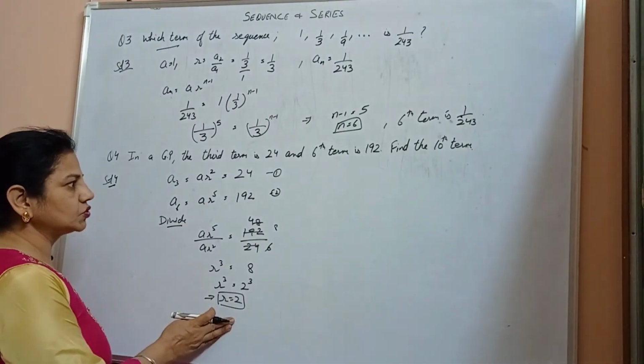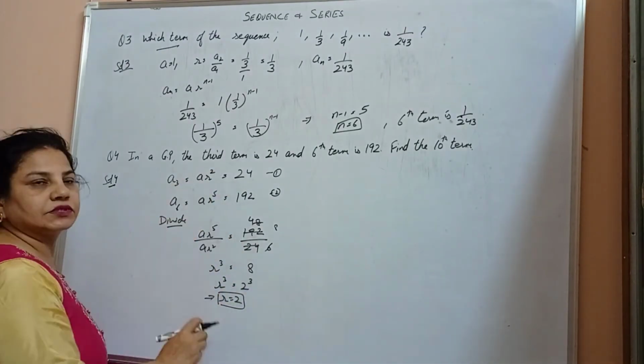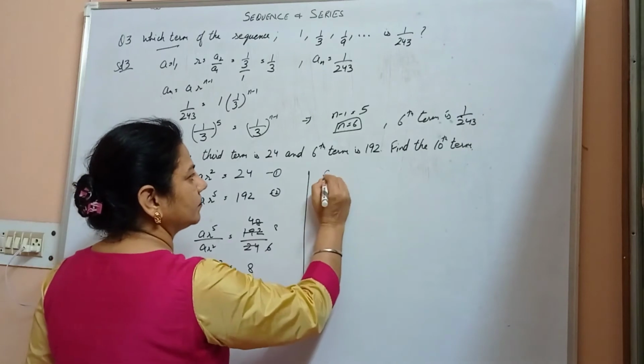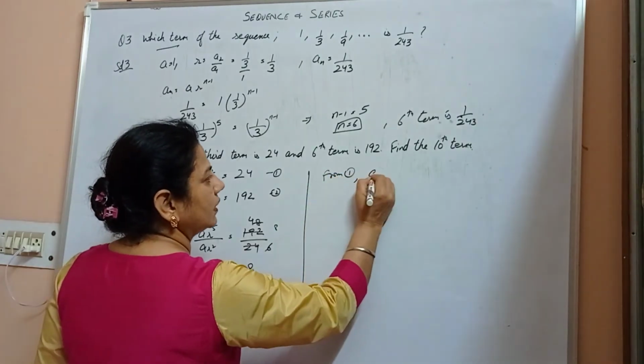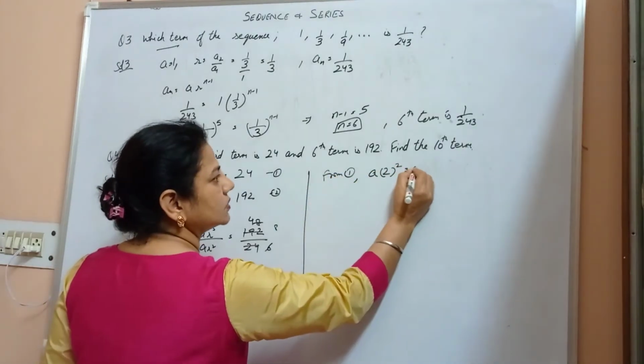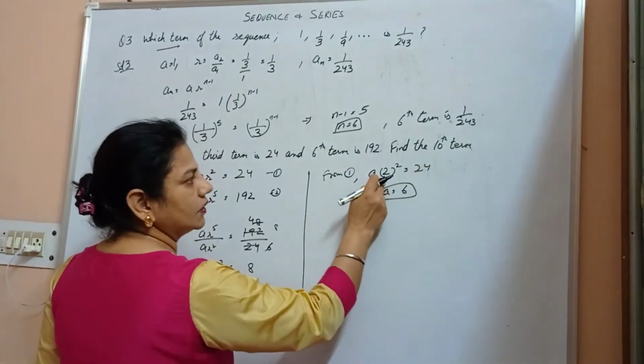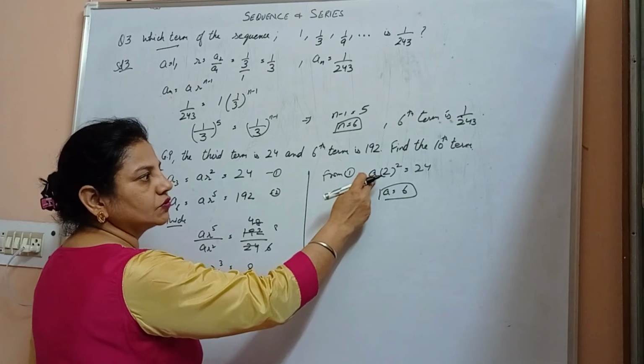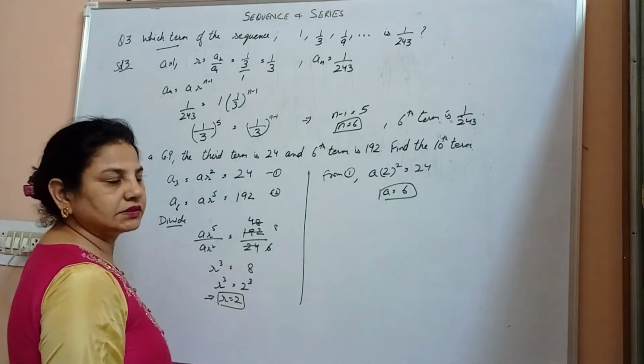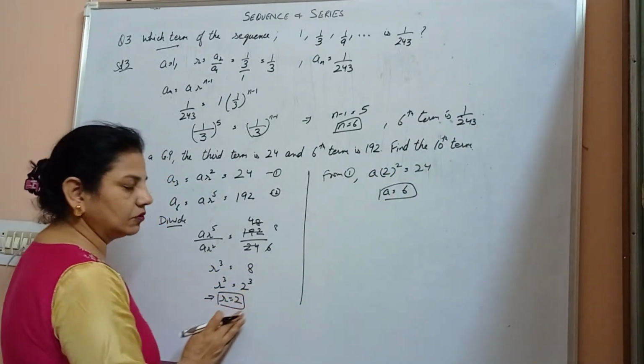I know the common ratio is 2. I substitute the value of R in the first equation. So from 1, A into 2 to the power square is equal to 24. 2 square is 4. So 4A is 24. That means A is 6. So A is equal to 6. I know the first term. I know the common ratio.